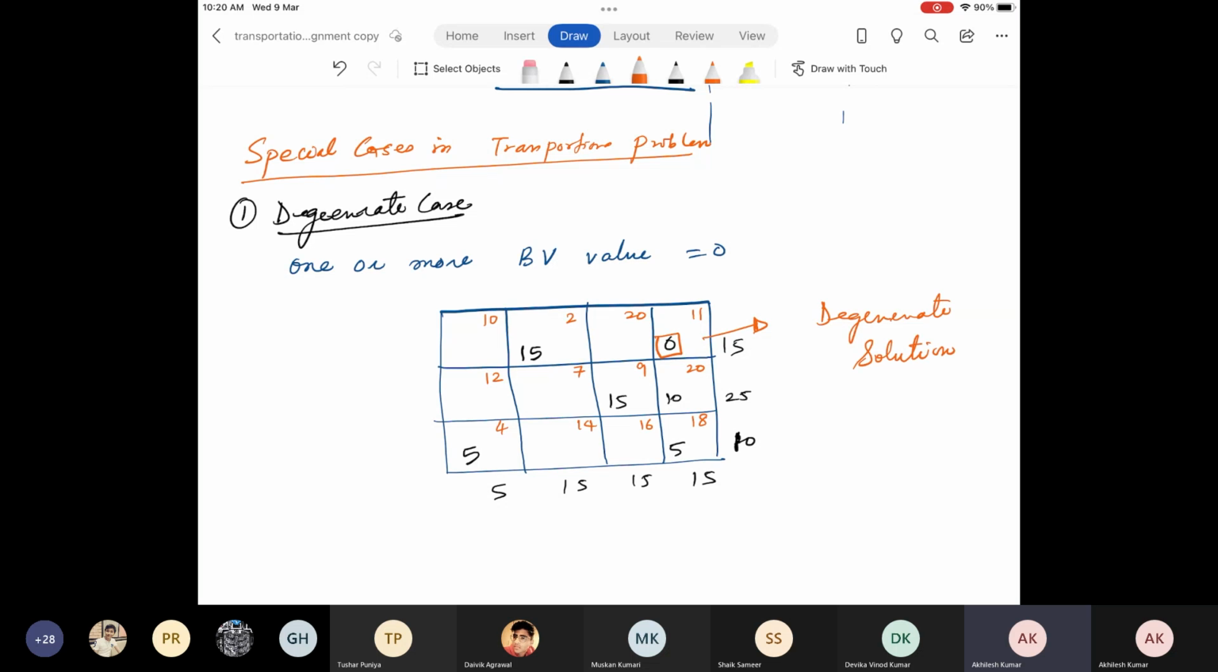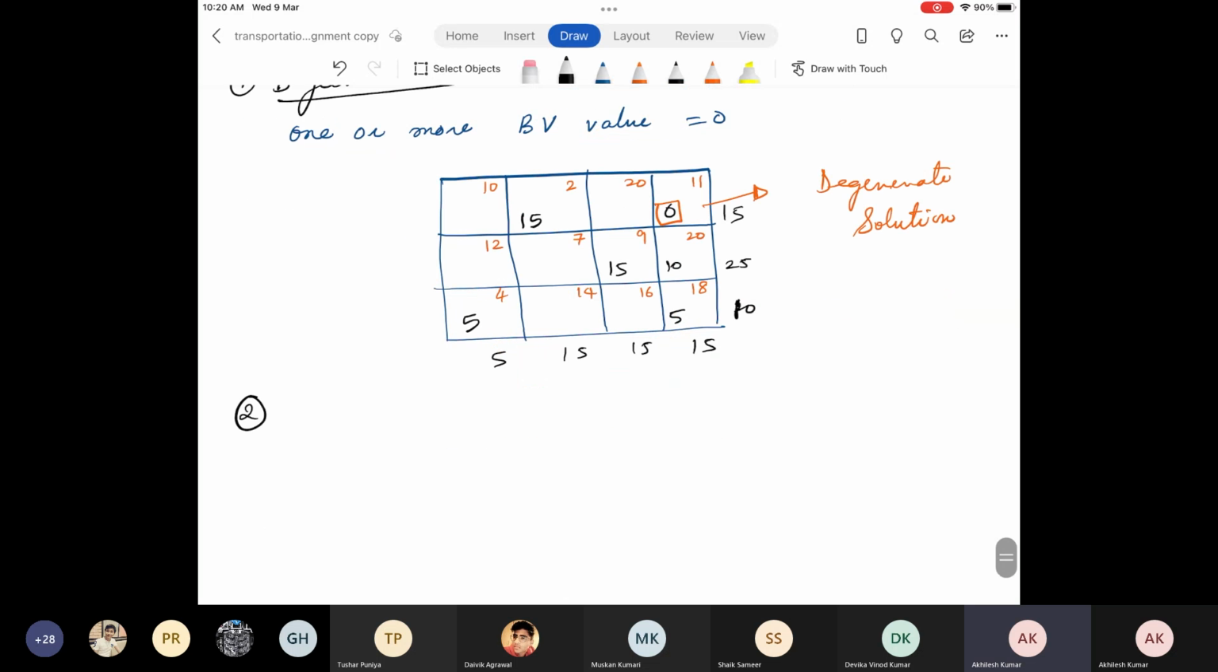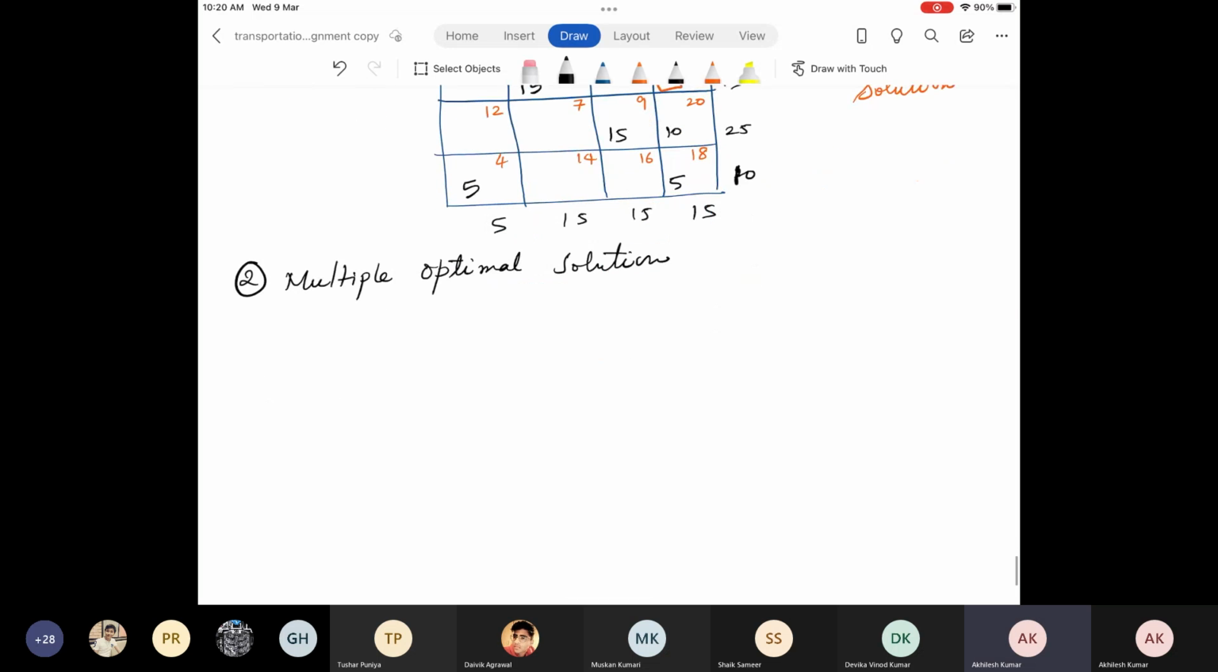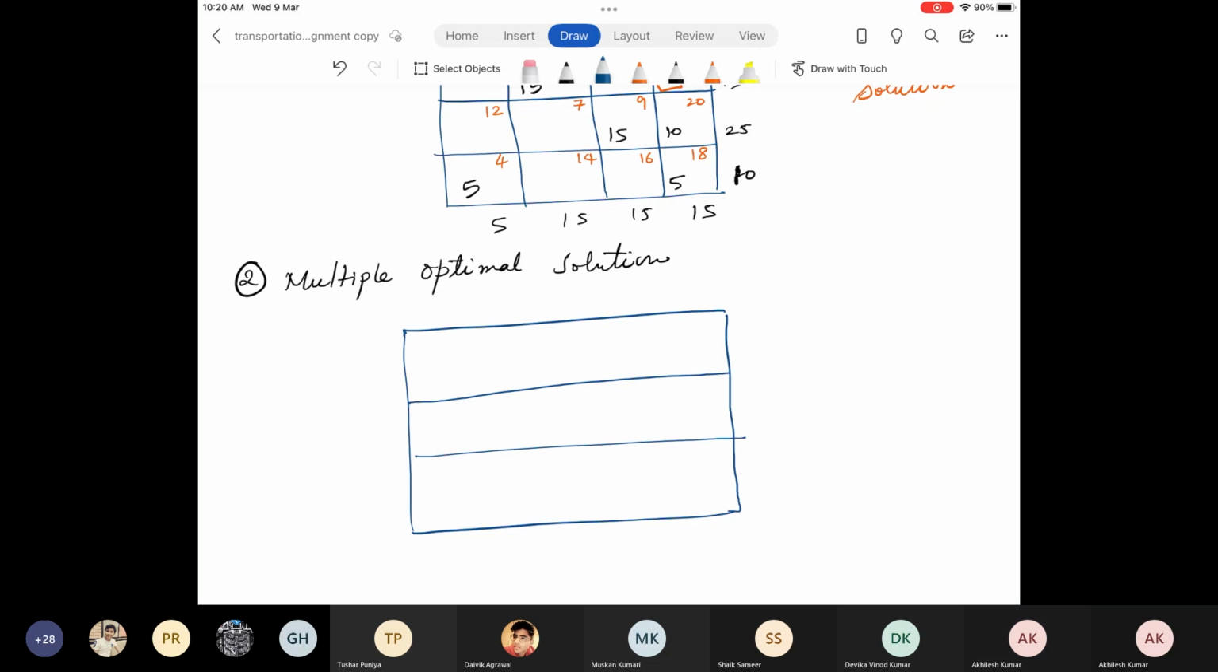Next one is multiple optimal solutions. Second case: you get multiple optimal solutions. Suppose when you are solving a problem you get something like this. In simplex, how do we recognize multiple optimal solutions, guys? In the simplex table, how do we recognize multiple optimal solutions?